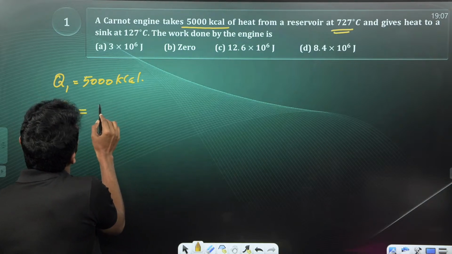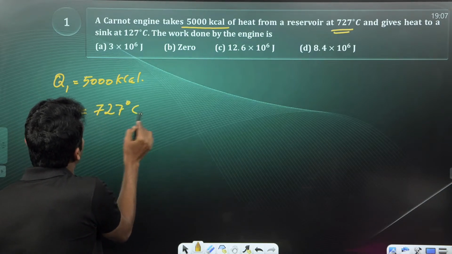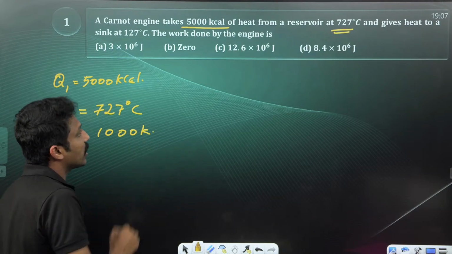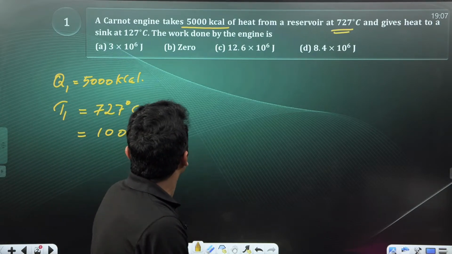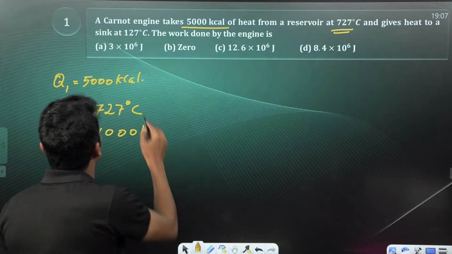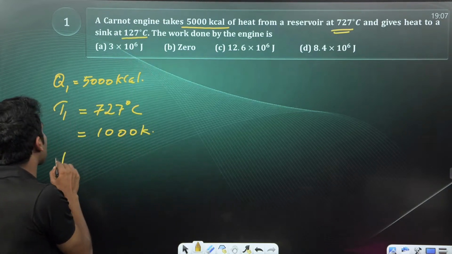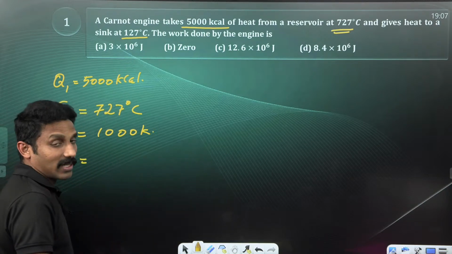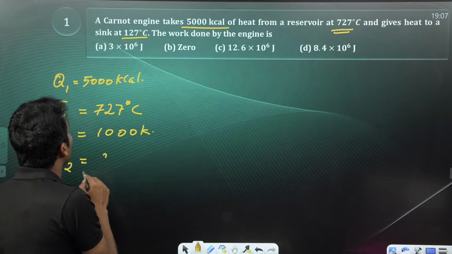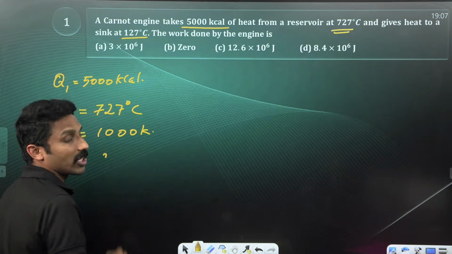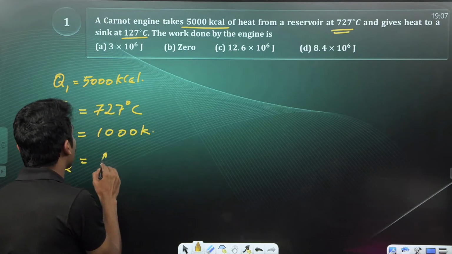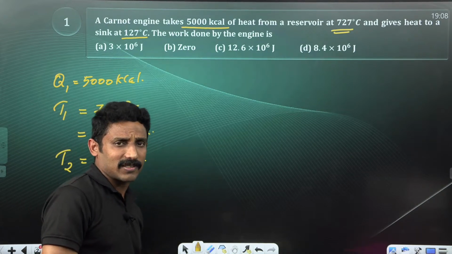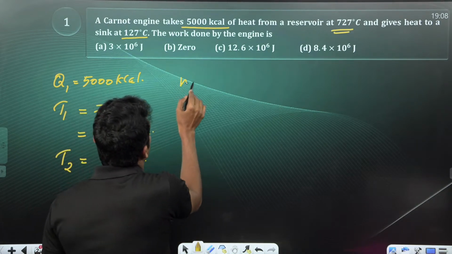That is equal to 727 degrees Celsius, that is 1000 Kelvin, isn't it? And the sink is at a temperature of 127 degrees Celsius. The sink temperature is represented as T2. It is 127 degrees Celsius, which is equal to 400 Kelvin. The work done by the engine is asked.